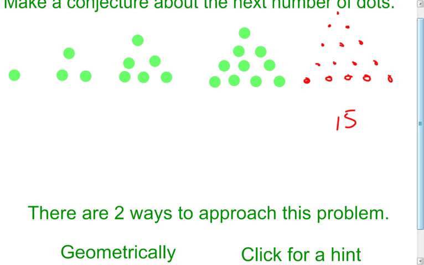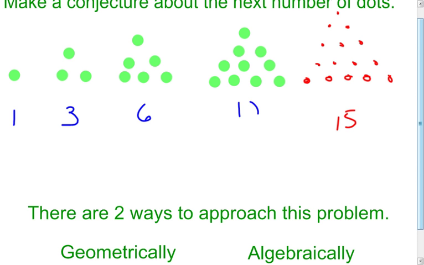next picture. Now we could also look at it algebraically. Now the way you look at it algebraically is you pretty much ignore what the picture looks like and just look at how many dots are in each one. So in the first one we have 1, and then we have 3, and then we have 6, and then we have 10. And somehow we got to come up with 15. So you kind of have to ignore the 15 for the time being.